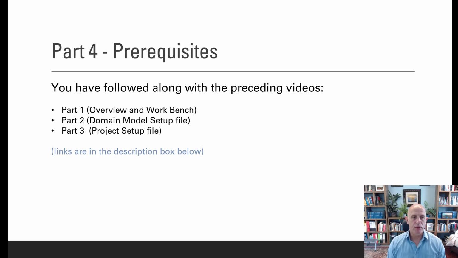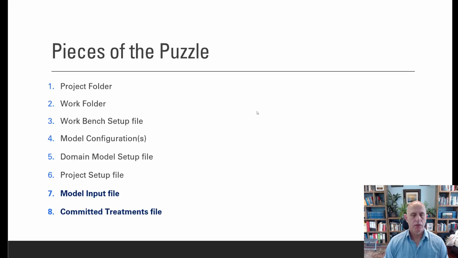Now, of course, if you have followed along with those 3 videos, you should already be up and running with Juno Cassandra. It should be installed on your computer and you should be able to run a model with Juno Cassandra. So if we just go over the pieces of the puzzle for running Juno Cassandra again, we have explained already in previous videos all of these 8 key components.